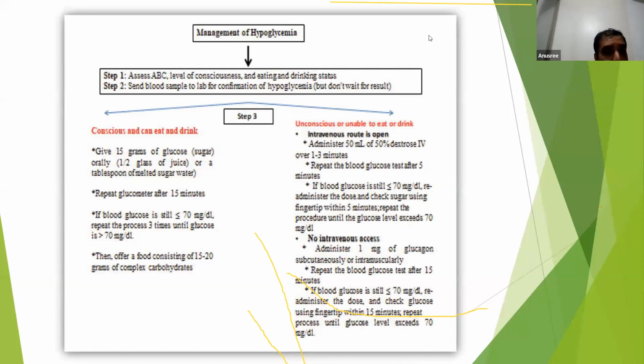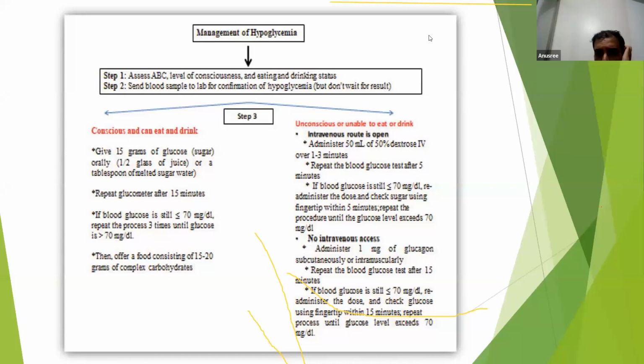And for the conscious patient, the rule of 15 is usually followed. We can give 15 gram of glucose and recheck after 15 minutes. If it is less than 70, we will repeat it up to 3 times and recheck after 15 to 20 minutes, and we will see whether it is getting better.